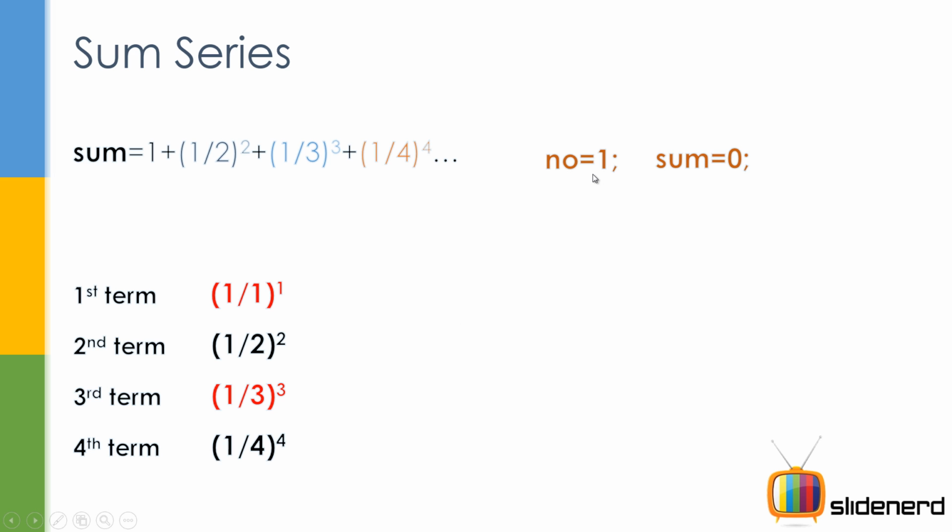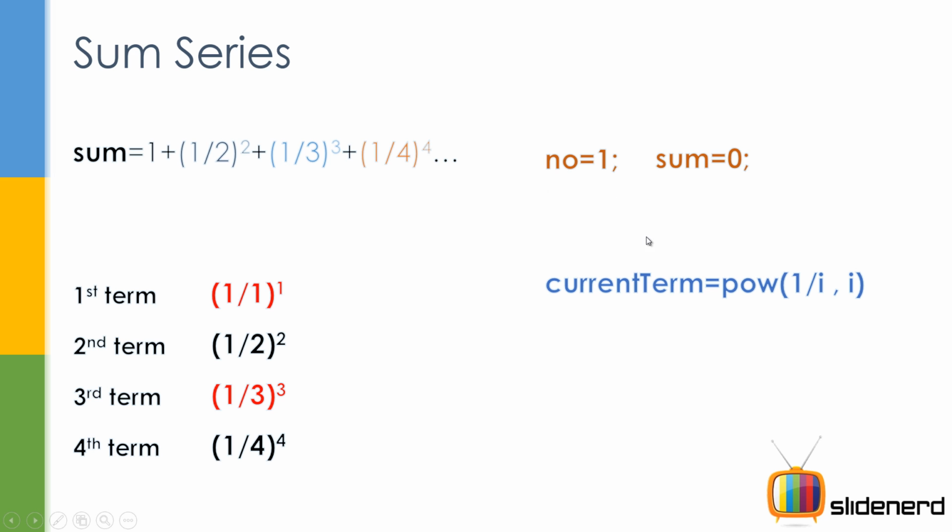I'm gonna start with number equals 1. Remember, the numerator 1 is gonna stay the same all the time. This denominator 1, 2, 3, 4 keeps changing. So we're gonna take this denominator, initially give it a value of 1. And we assume that the sum is 0 initially. There is nothing being added to the sum.